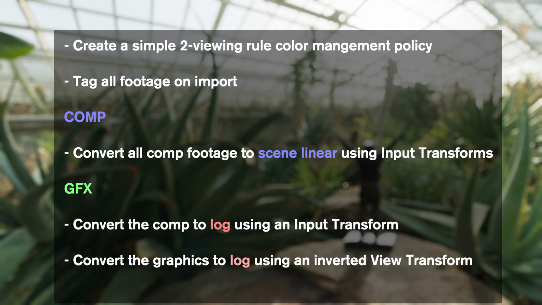So to sum everything up, you set up a simple two-rule color management policy, bring in your footage tagged correctly, and then you convert all comp images to ACES CG, or scene linear Alexa wide gamut if you're working under ARRI stuff. Then you comp in linear. And then when you need to apply graphics, you convert your comp to log using an input transform and convert your graphics to log using an inverted view transform. And that's it.